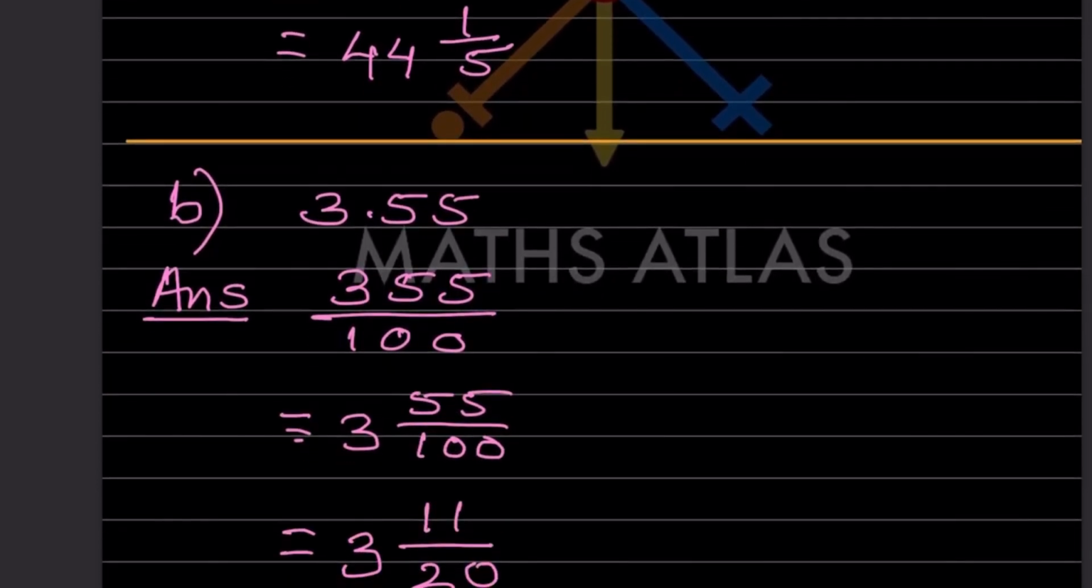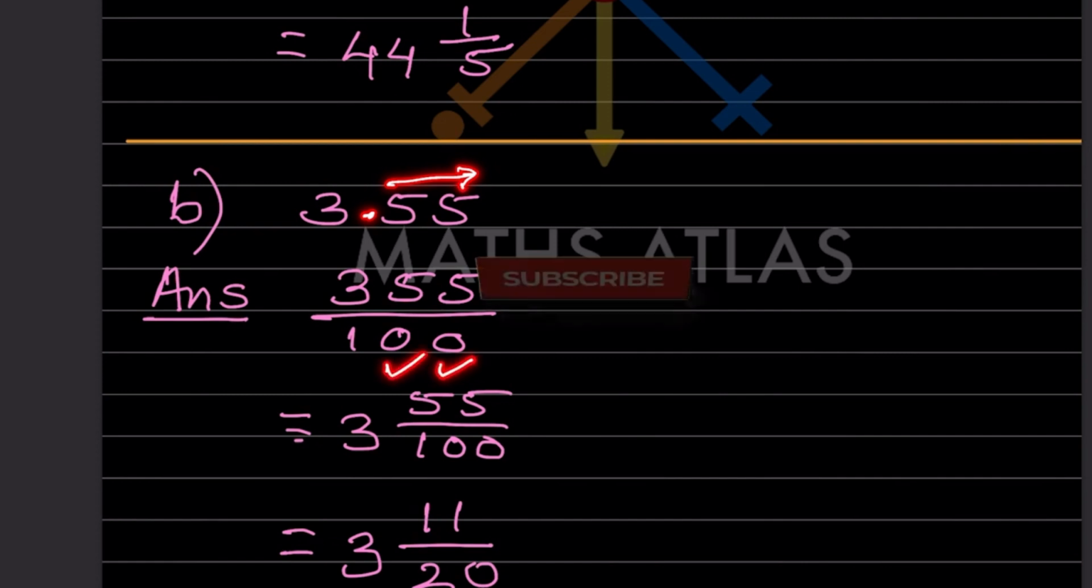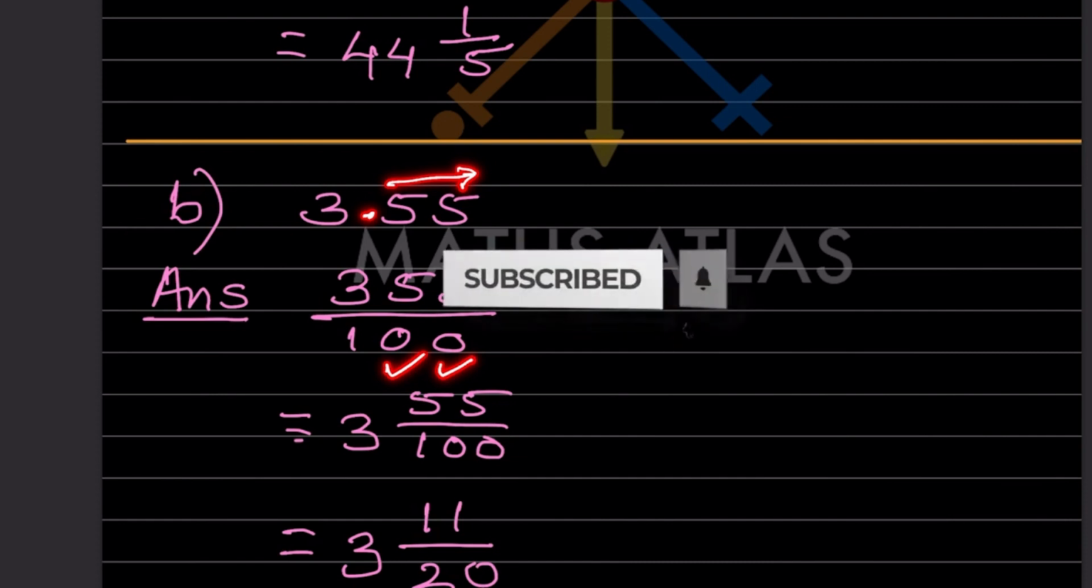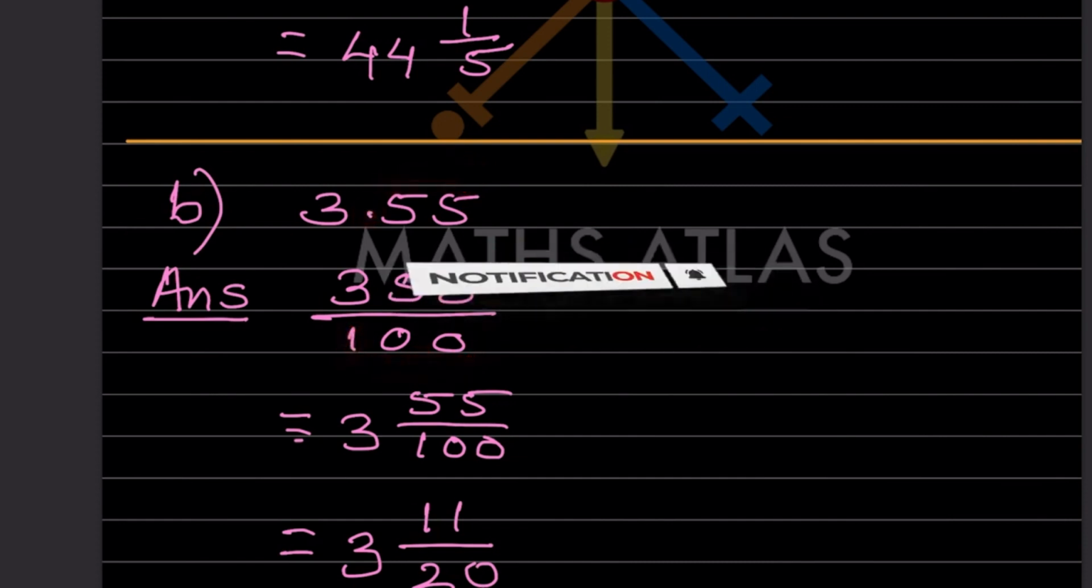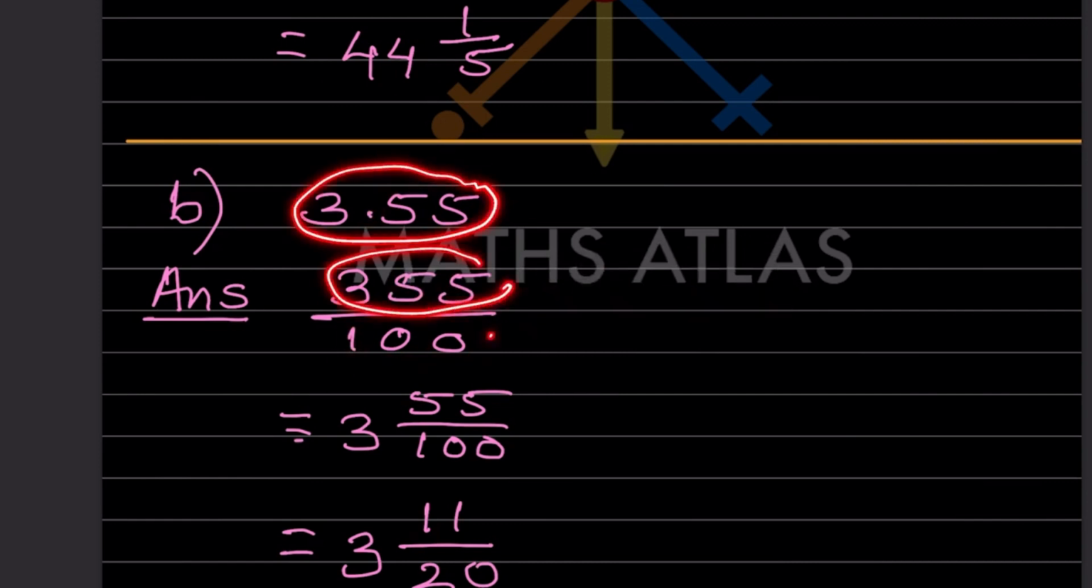Now look here again, 3.55. We want to remove this decimal. After this decimal, how many numbers do we have? We have two numbers. When you have two numbers, we are going to divide by 100. That many zeros: one will be there and that many zeros you have. You can remember it this way. So now we will write this 355 as it is and divide by 100.